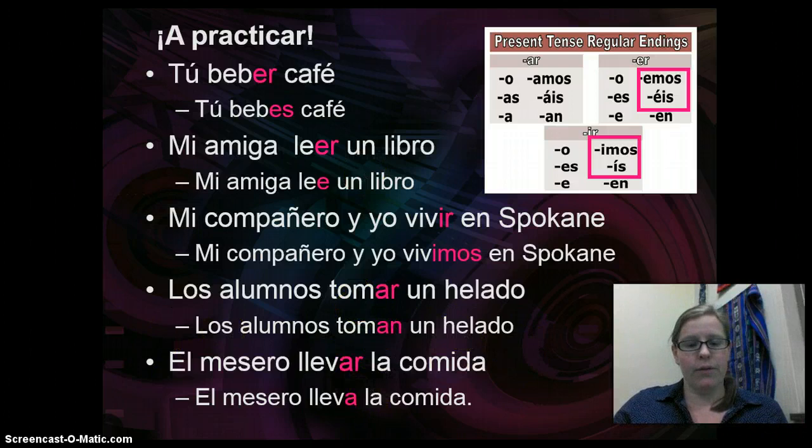So if you need further practice, I recommend just grabbing some verbs from your vocab sheet, slapping a few pronouns on there, and seeing what you can come up with, okay?